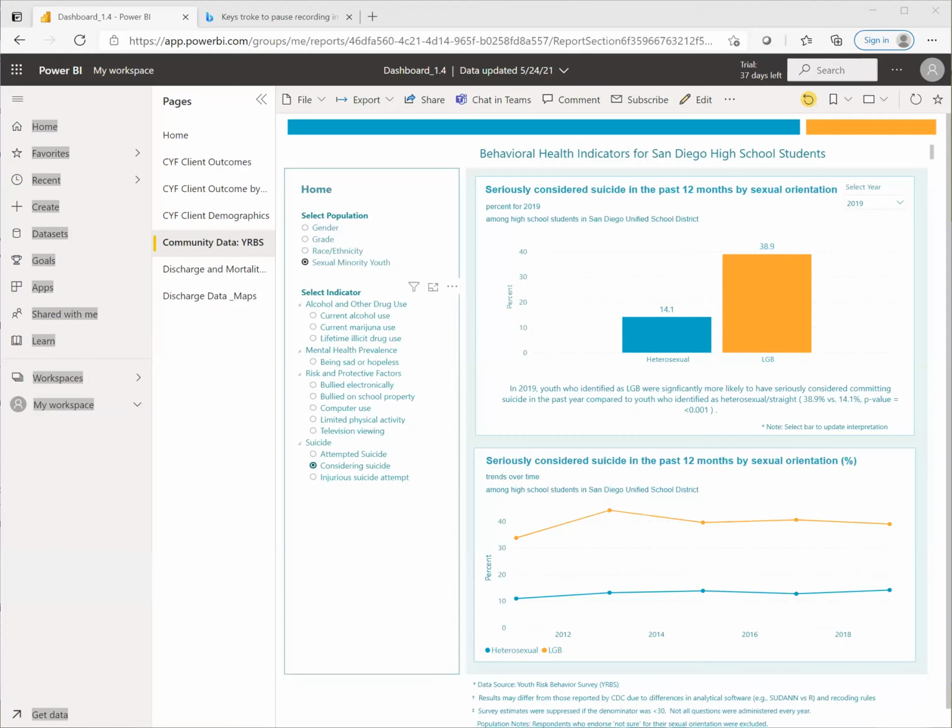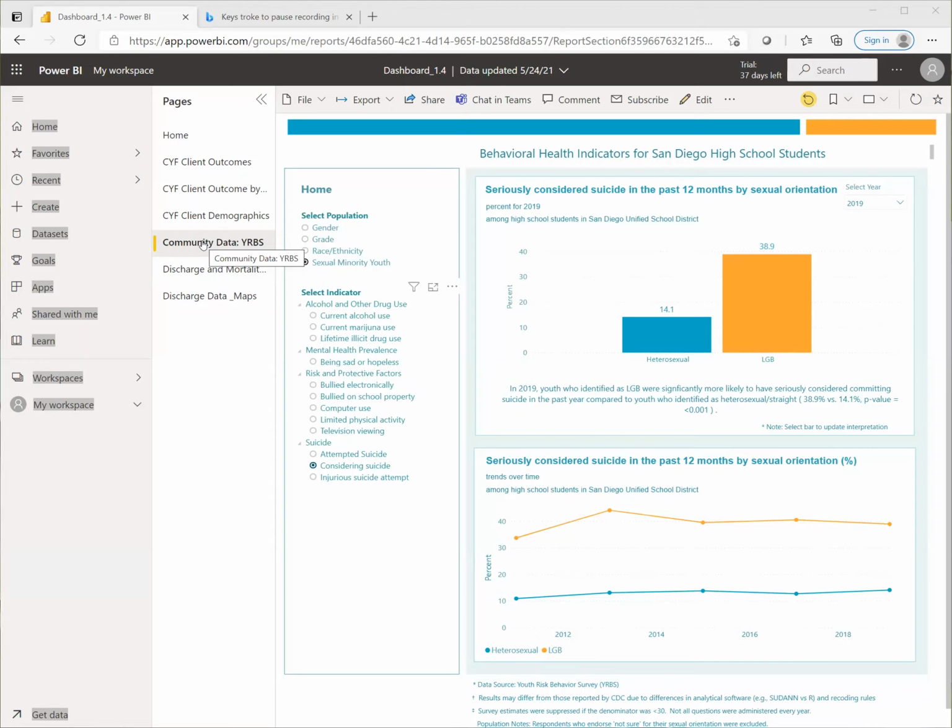Okay, so here we are in the dashboard that we've created. And really, in order to look at behavioral health equity among some sexual and gender minority youth populations, I feel like a good starting spot might be to look at the broadest data we have, which is some of our community data or our population data.